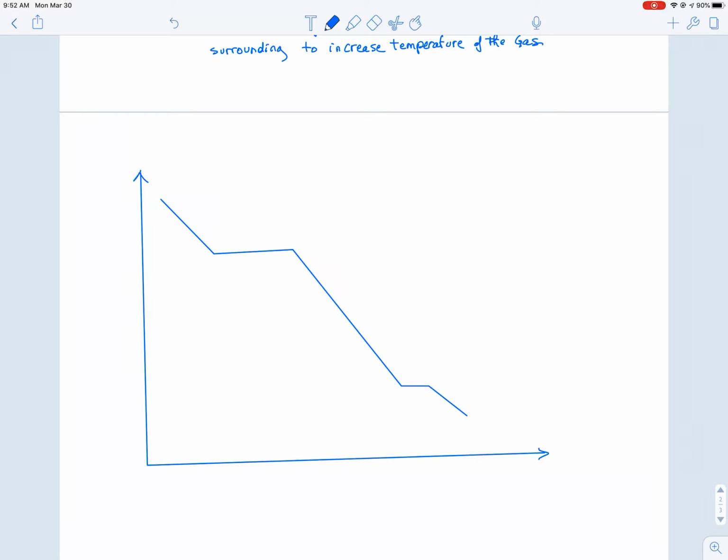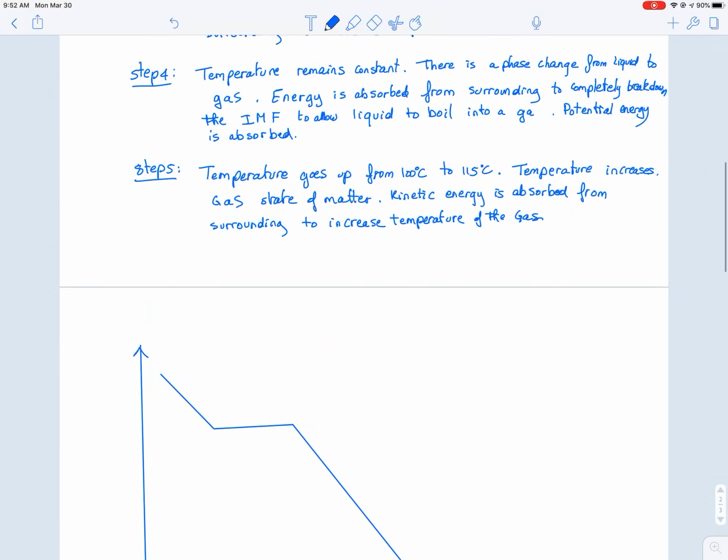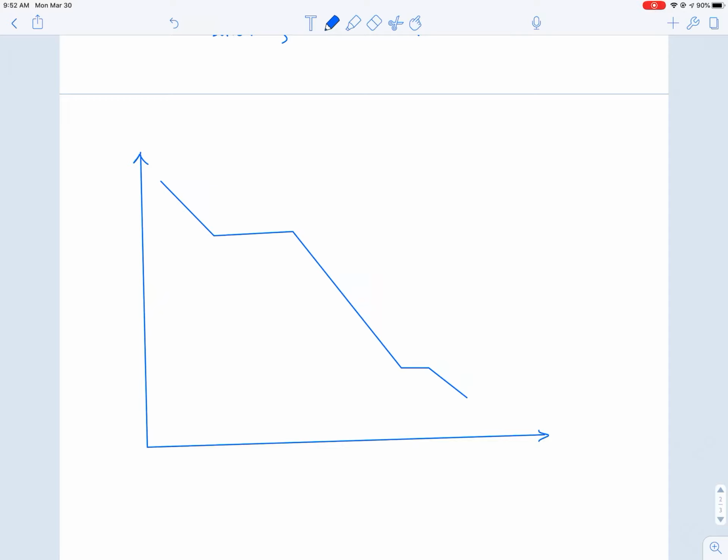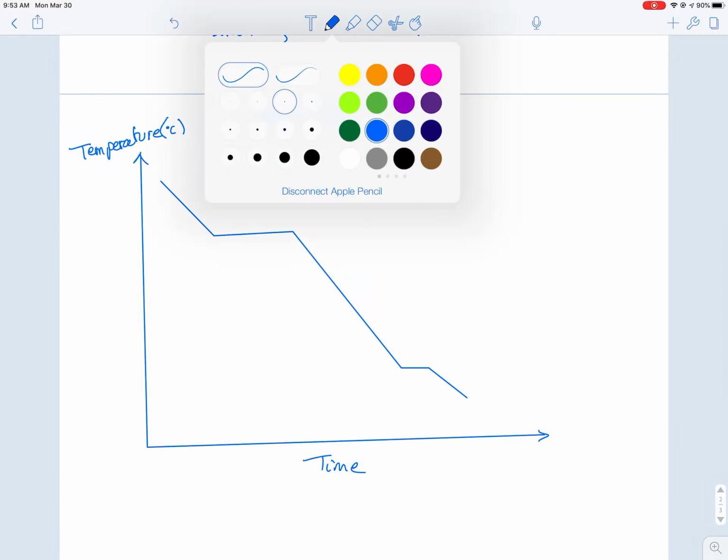So this would be the opposite of this, right? Because this is temperature, so what's going on with the temperature as time goes on? Well, the temperature is going down, right? So that is not a heating curve, but it is a cooling curve. And it would also be the cooling curve of water.